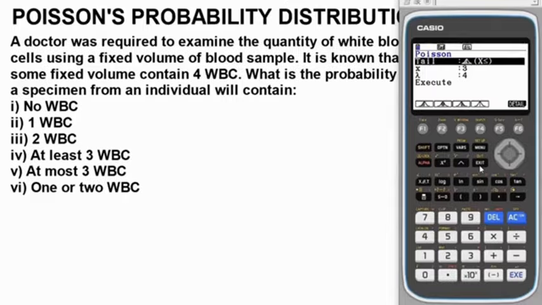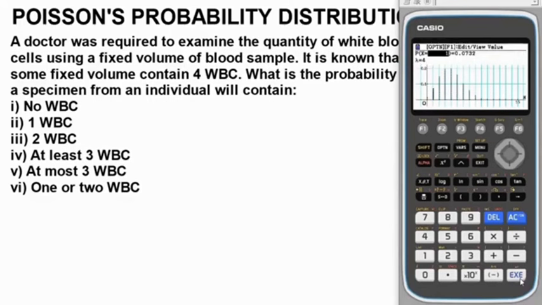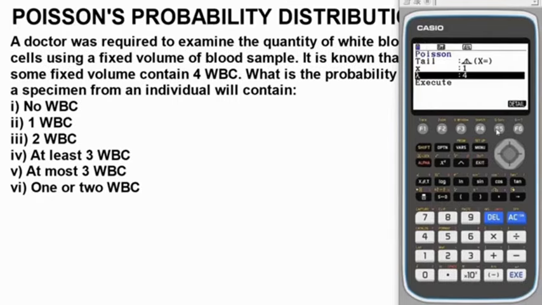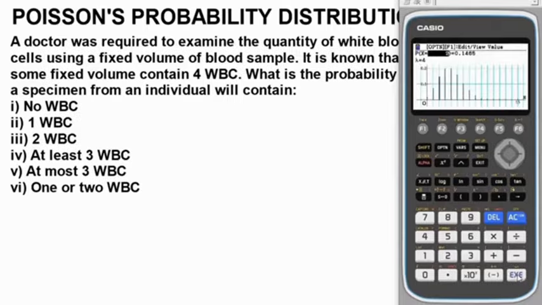So let's go back and do that of 1 white blood cell and 2 white blood cells again. Remember, I'm going to work with the equality sign for it, so press F4 for it. We put 1 to get the result. Press execute again. We have it to be 0.0732. Now let's go back and do that of 2 white blood cells. Press exit. Here we put 2. Press execute again. So we have it to be 0.1465.